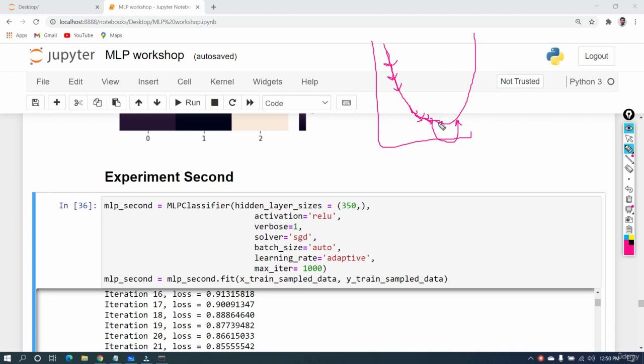Our model can converge at the particular point perfectly using this adaptive approach. So this is the way.